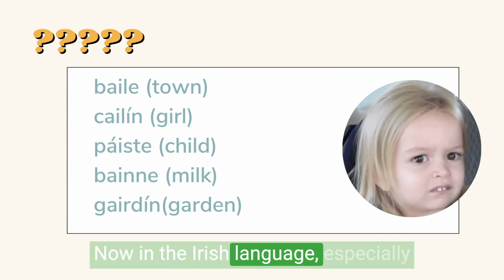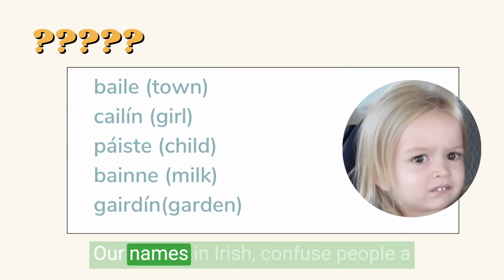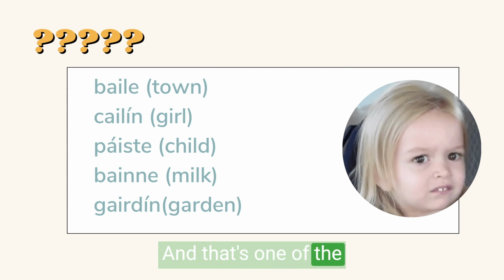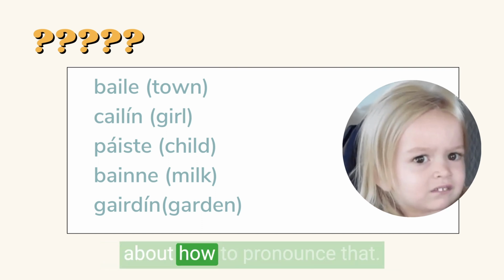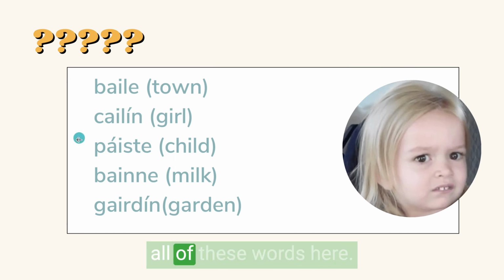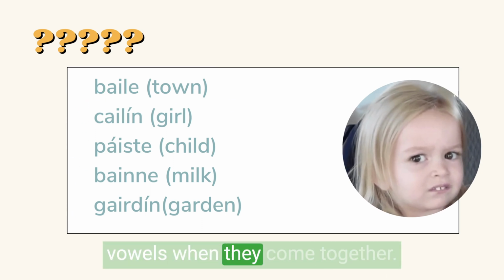Now, in the Irish language, especially when it comes to our names, when I lived abroad, our names in Irish confused people a lot because we have a lot of vowels, and that's one of the feedback I used to get. There's so many vowels coming together and people are confused about how to pronounce that. So we're going to look at all of these words here, and we're going to look at how to pronounce these vowels when they come together.